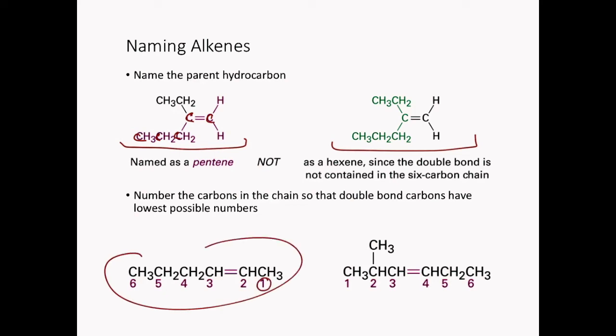And in the example on the right here, actually, it doesn't matter which side you start on, you get the same numbering. So in that case, we revert to our rule that we start on the side with the branching at the earliest possible number. So we start numbering from the left here, because that puts this branch, the methyl, at the lower number 2 than if we had started numbering from the right-hand side.